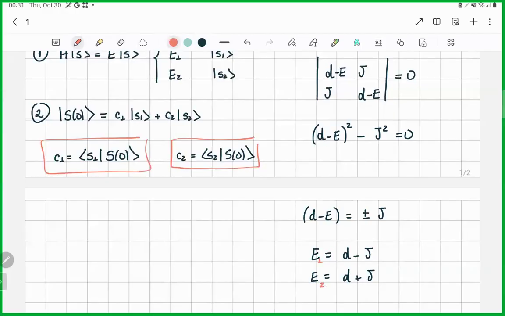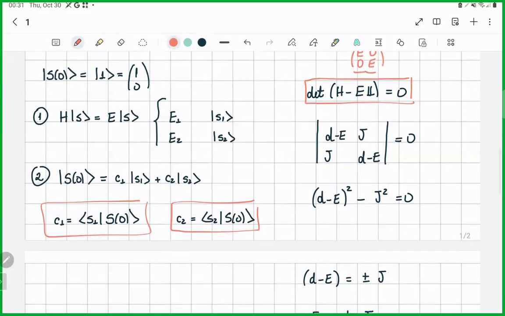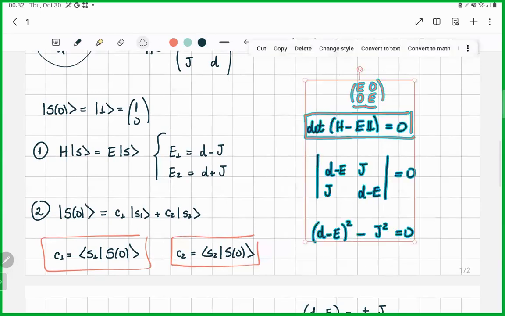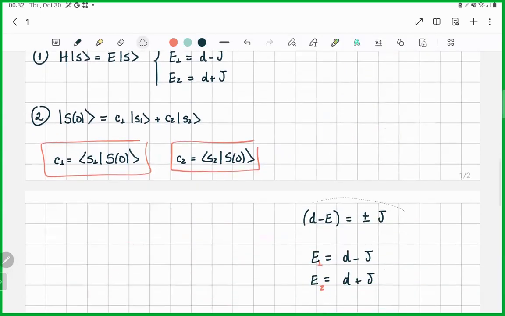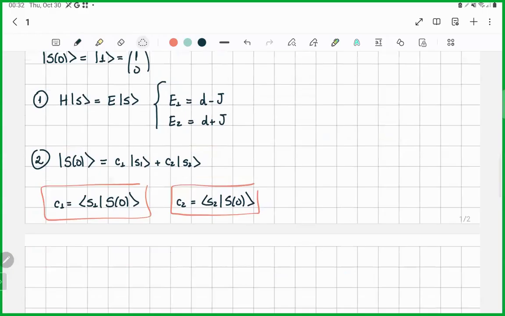We got our energies. So let's come back to that first step here. We found our energy. So the energy E1 is D minus J. The other one is D plus J. All right. We are done with this first step of finding the eigenvalues. Now we need to find the eigenfunctions or eigenstates associated with each one of these solutions. So first one, we want to find S1. How do we do that?